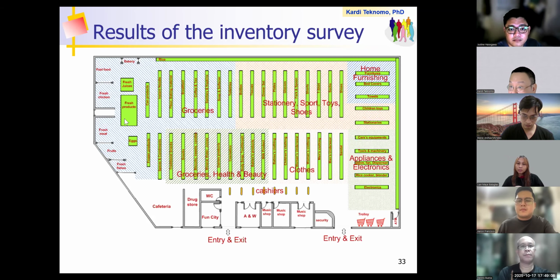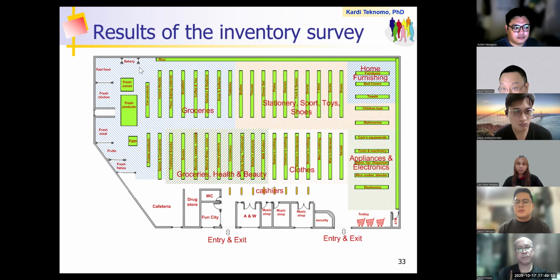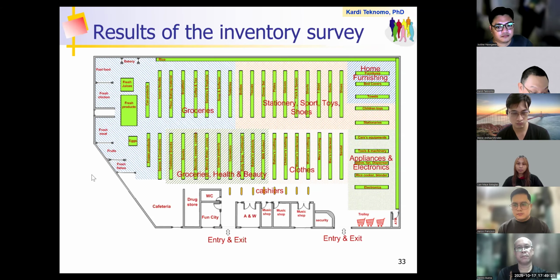This is the inventory survey. He did pretty well, very detailed. Can you see? This is the shelf selling rice in the back. These are the appliances. These are the cafeteria. There is AMW there, a music shop. So it's quite big. The hypermart is quite big, and there are many shops inside also.